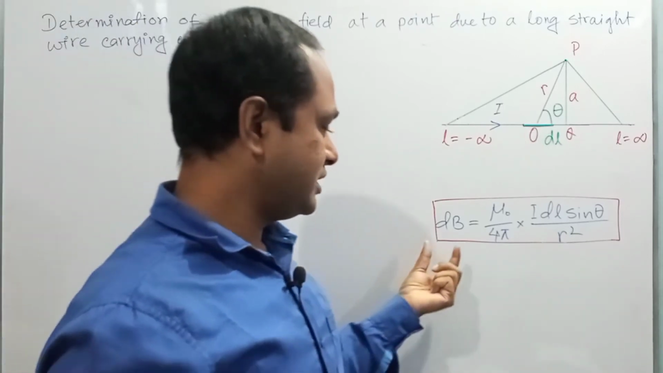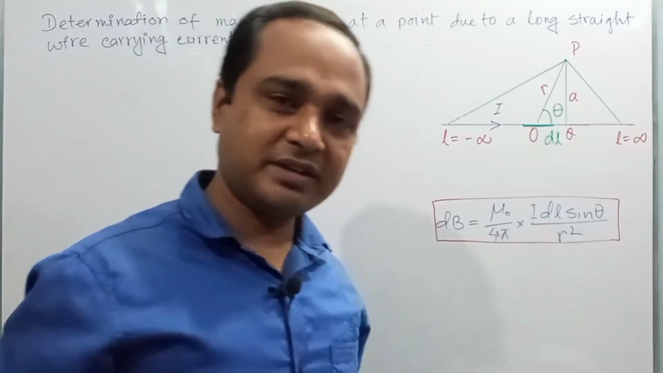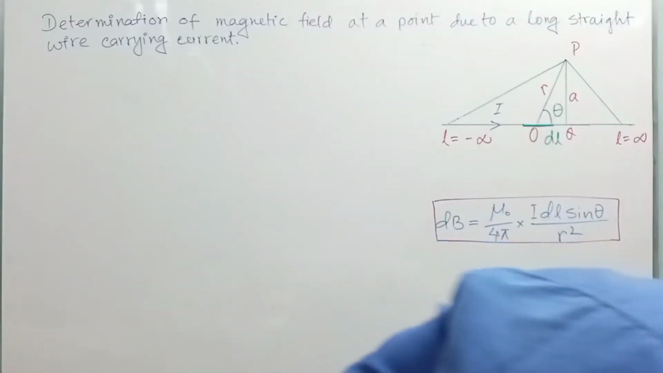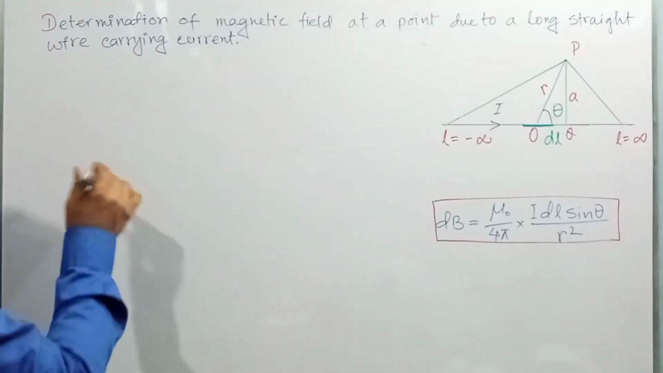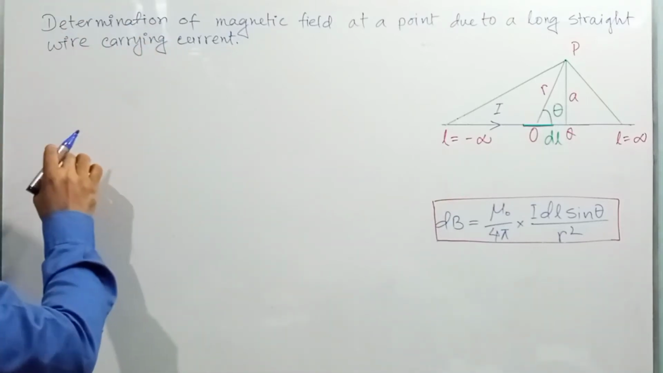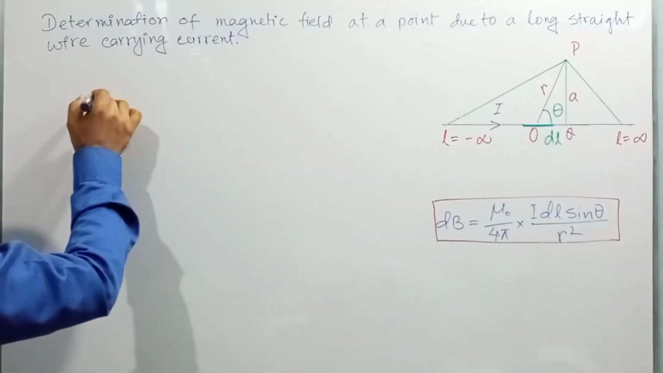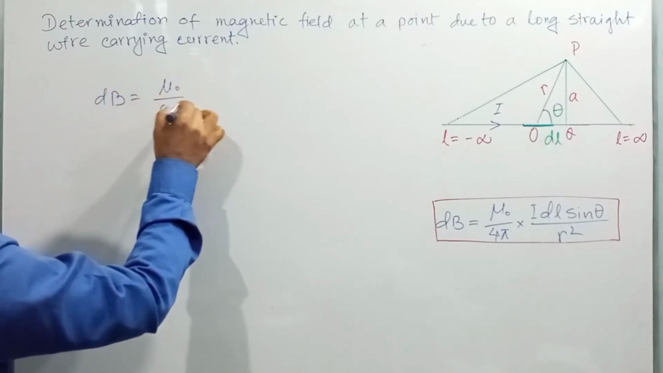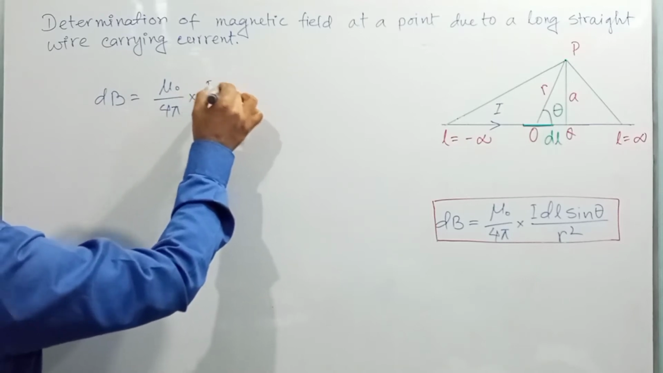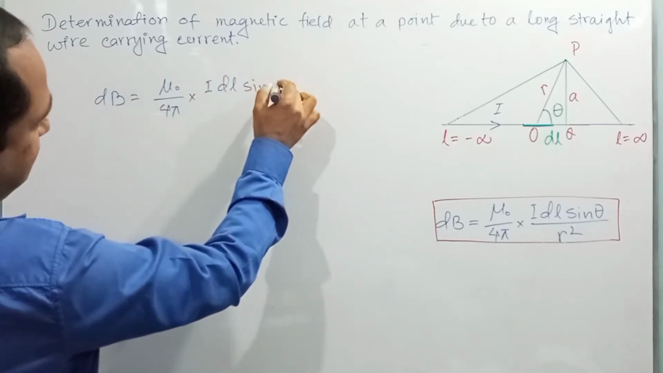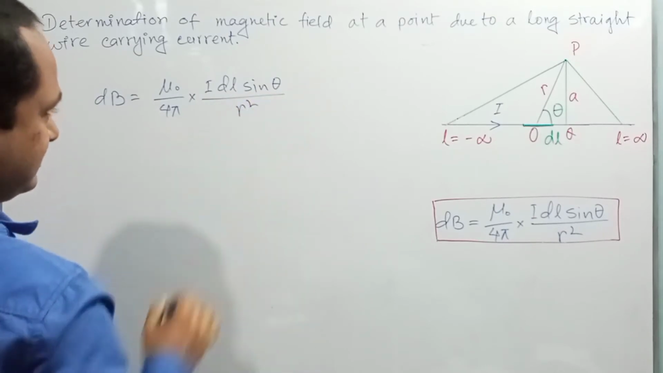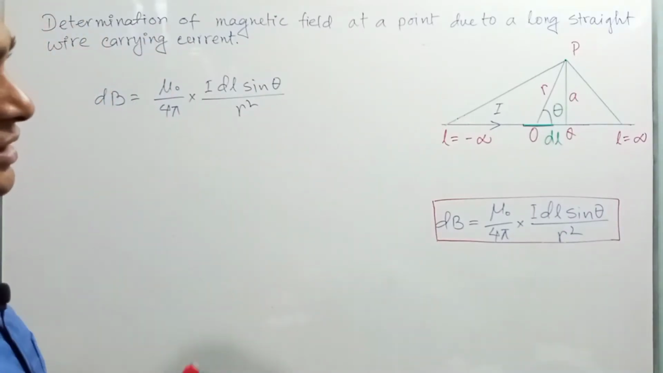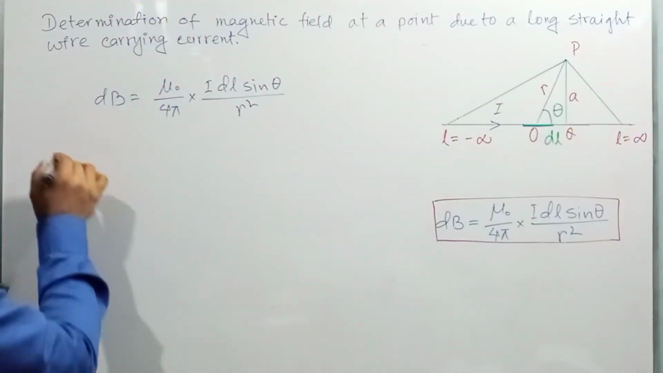So here we have to integrate this expression to get the total magnetic field due to the total wire. You know the magnetic field intensity at a point P due to the dl length is dB equals mu naught by 4 pi into I dl sin theta divided by r square. This is for the length dl, but we have to determine it for the whole wire, so we have to integrate here.